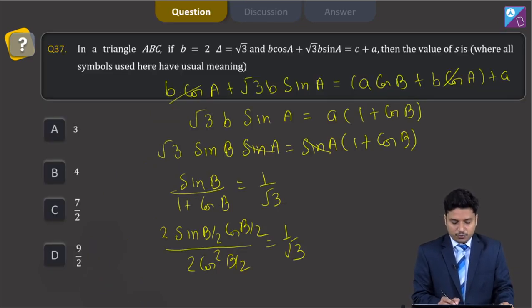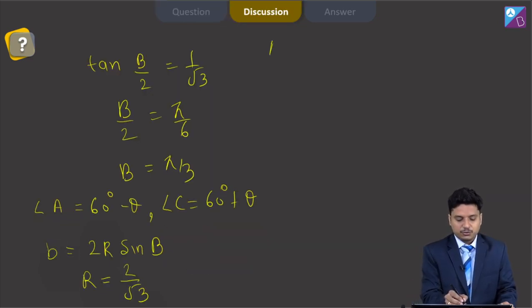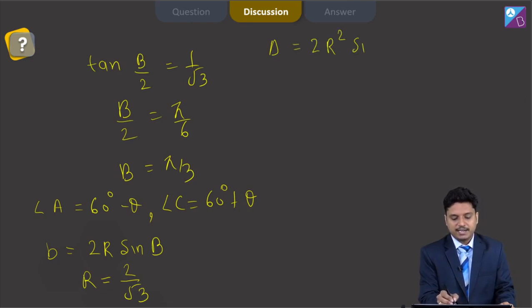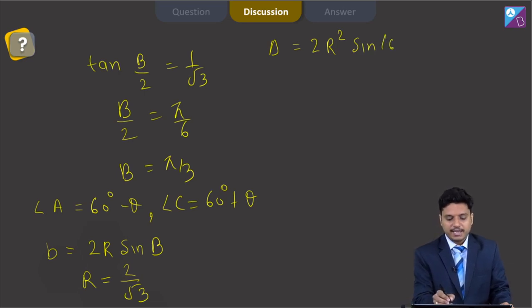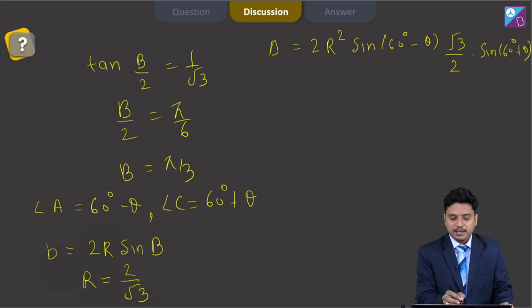Delta is given to be root 3. So if delta is root 3, delta, which is equal to 2r square sin a into sin b into sin c, that formula was there. In place of a, I can put 60 degree minus theta, sin b is already there, which is sin pi by 3, and sin 60 plus theta is also there for angle c. So delta is root 3, 2r square. In place of r, we can put now 2 by root 3.